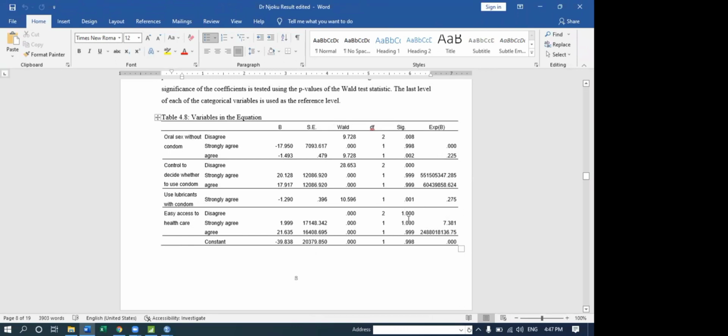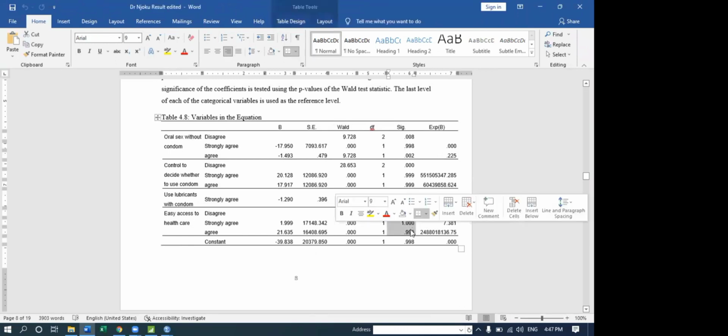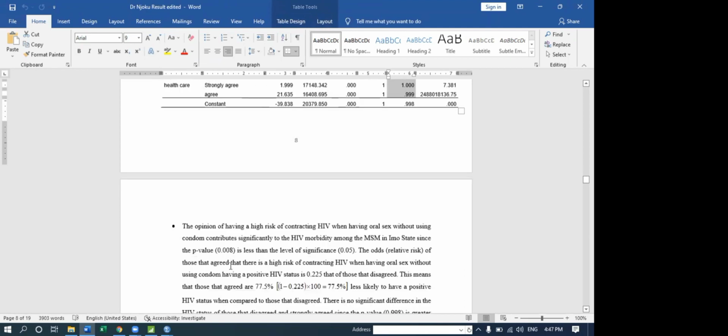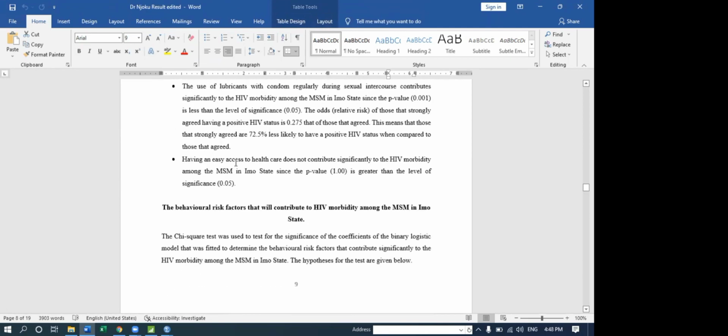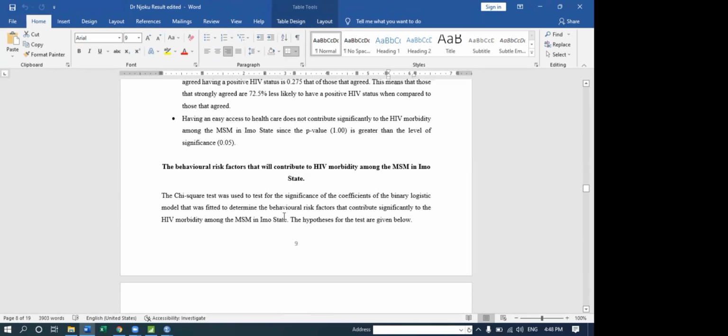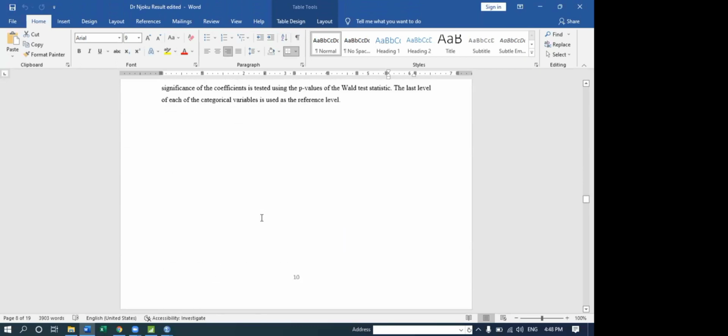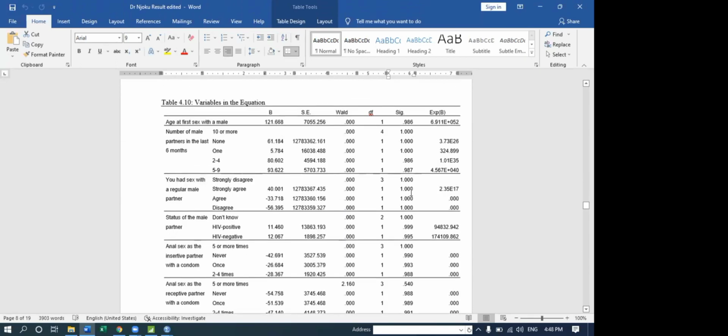In this case, we are not going to interpret because all the p-values are greater than 0.05. So you just say easy access to healthcare doesn't affect whether they disagree or agree to this. So that's the last part. Having easy access to healthcare does not contribute significantly to HIV morbidity among these. So now let me see if this has 1. I'm looking for a variable that will have 1 point. So I will show you how to interpret when it is 1 point.